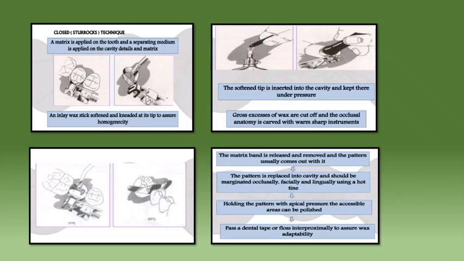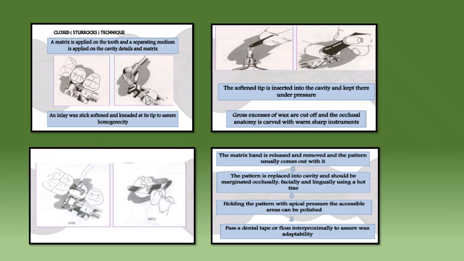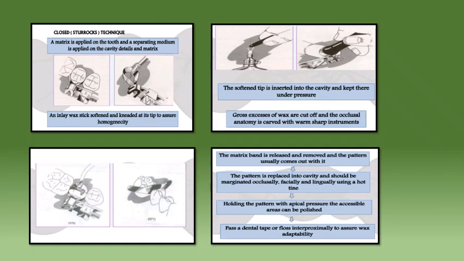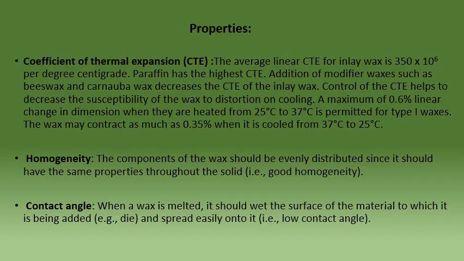Then the softened tip is inserted inside the cavity, and you'll keep it there under pressure. You'll remove all the excess wax. You do the carving and etc. with the help of PKT instrument. Everything you will do. And after it sets, after it becomes hard at room temperature, you will remove the matrix band. So matrix band will come along with your wax pattern. So these are two different techniques. Okay. So these are the various guidelines for usage of instruments. This is not required for a UG level.